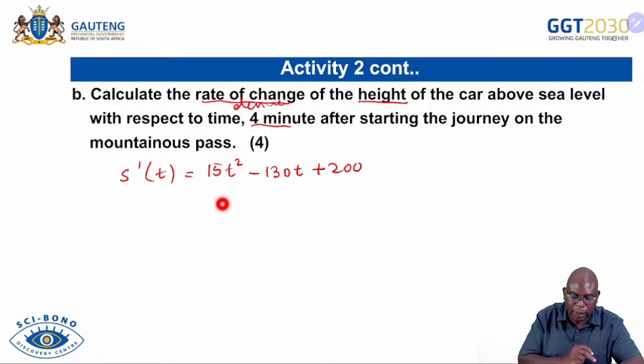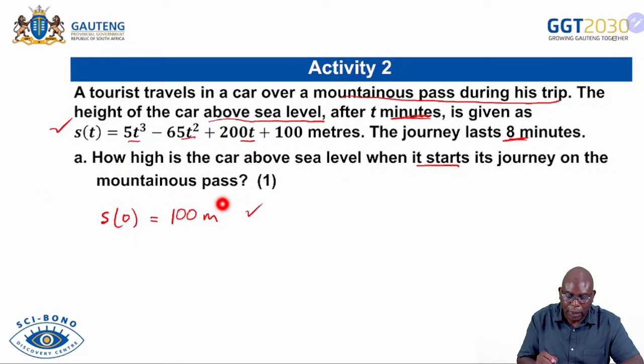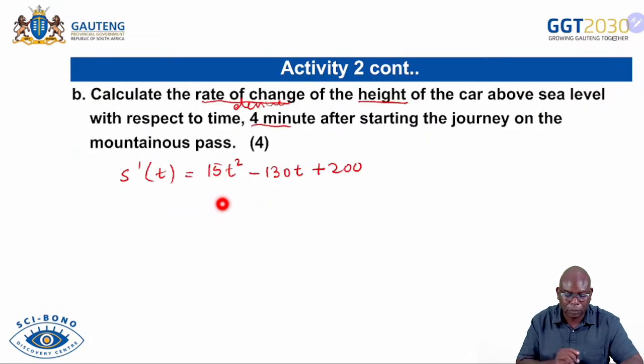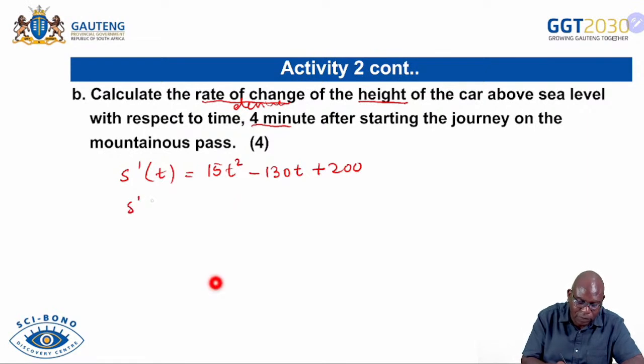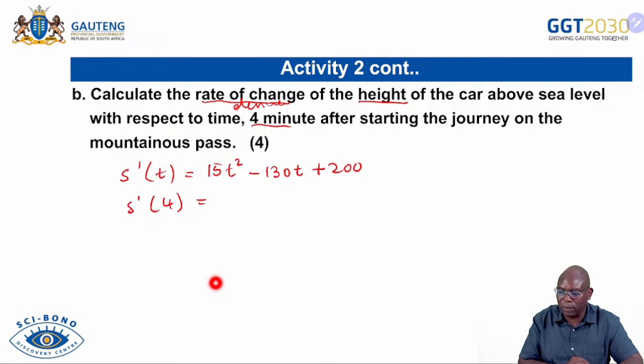I'm going to quickly go back. Right, so I'm going to get 3 times 5, it's 15. 2 times 65, it's 130. 1 times 200 is 200. The differentiation of a constant is 0. All right. Now, we have that. But they say the rate of change 4 minutes after starting. So, meaning that my t there must be equal to what? 4. So, I'm just substituting t by 4.